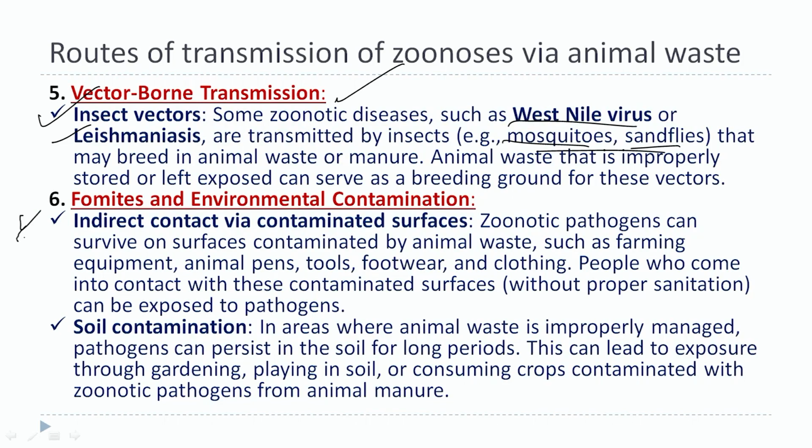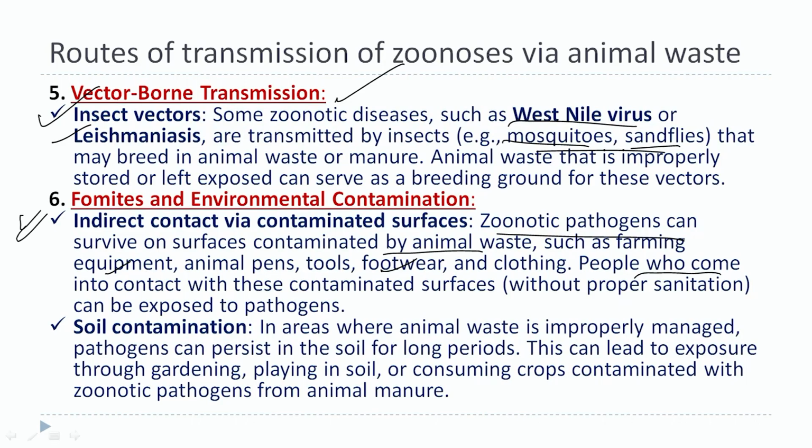Now coming to the next pathway of transmission of zoonotic disease, which comes under the category of indirect transmission. Zoonotic pathogens can survive on surfaces contaminated by animal waste, such as equipment, pants, footwear and clothing used in daily routine farm practices. People who come in contact with these contaminated surfaces get exposed to different zoonotic agents.